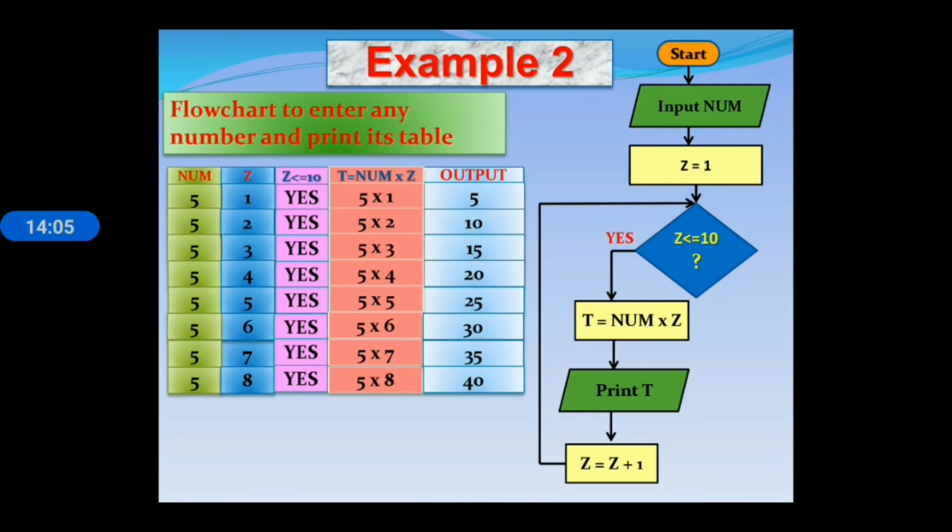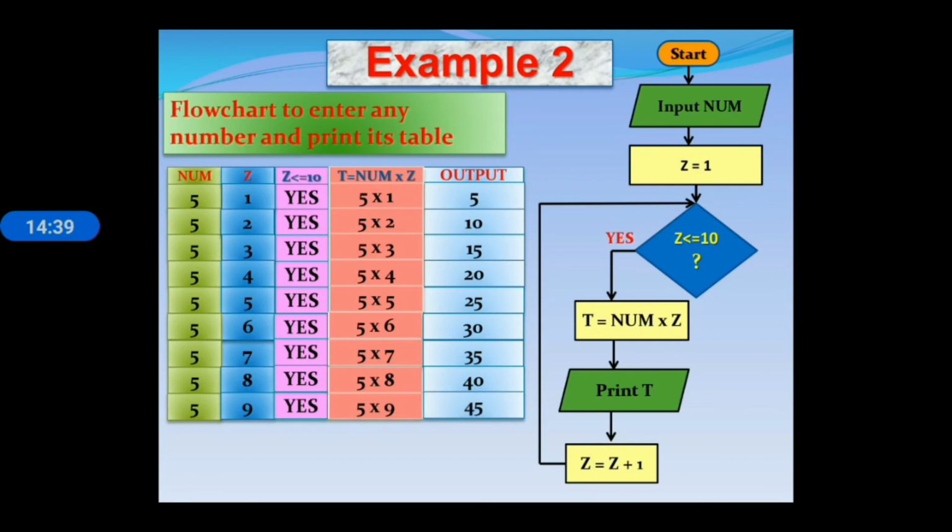Then again increase the value of z by 1 and now the value of z becomes 9. So again check whether the value of z is less than or equal to 10 or not. Yes, the value of z is less than 10, that's 9. So again multiply the value of num 5 with the value of z 9 and the result is stored in t and printed, the value of t, that's 45.